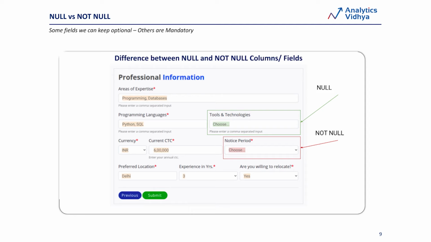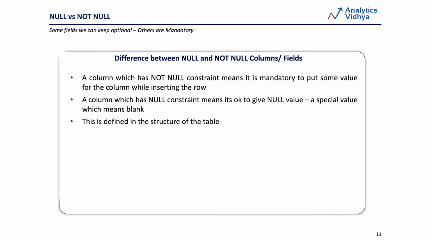So, in summary, a column which has not null constraint means it is mandatory to put some value for the column while inserting the row. A column which allows null means it's okay to give null value, a special value which means blank. The blank is different from empty or zero. This is defined in the structure of the table.